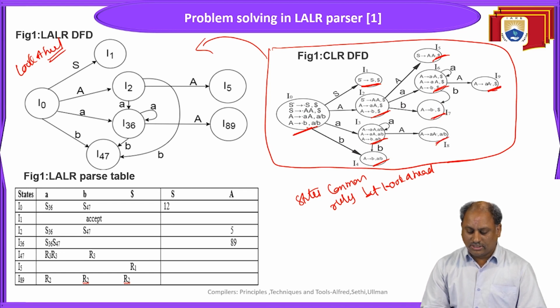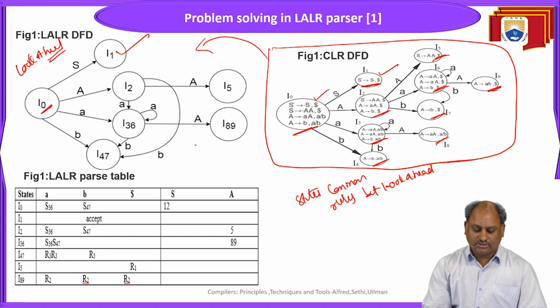But I0, which contains rules that no other state contains, is to be kept as it is. I1 is also a state which contains a rule that doesn't appear in any other, so I have to process the same. I2 is also a state which you have to process the same way.